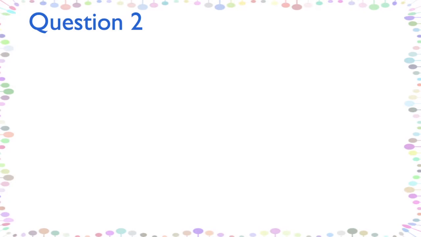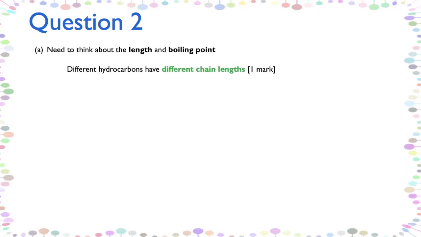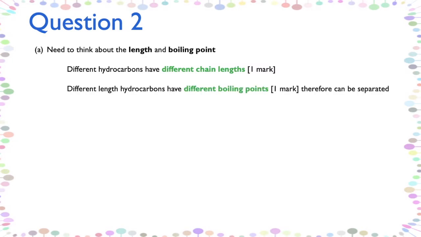So for question 2a, we need to explain why it's possible to separate crude oil using this process. When talking about separating crude oil, you always have to think about the chain length and the boiling point. These are the key words that need to be mentioned in these answers. So for the first mark, you'd have to have said different hydrocarbons have different chain lengths. And for the second mark, you'd have to have said that different length hydrocarbons have different boiling points. And as a result, these can be separated by this.